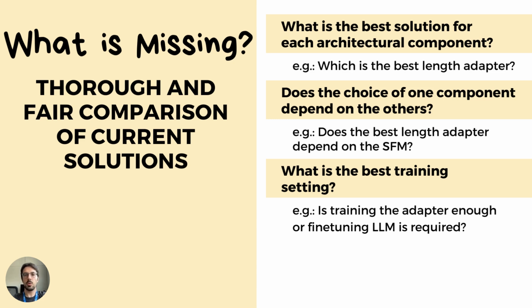For instance, we don't know which is the best solution as a length adapter. In addition, we don't know whether the choice of one component depends on the others. For instance, the best length adapter may depend on the kind of SFM we are using. Also, we don't know which is the best training setting. As we have seen, in some cases only the adapter is trained, in others the LLM or the SFM are fine-tuned. So this is another question that existing works do not answer.